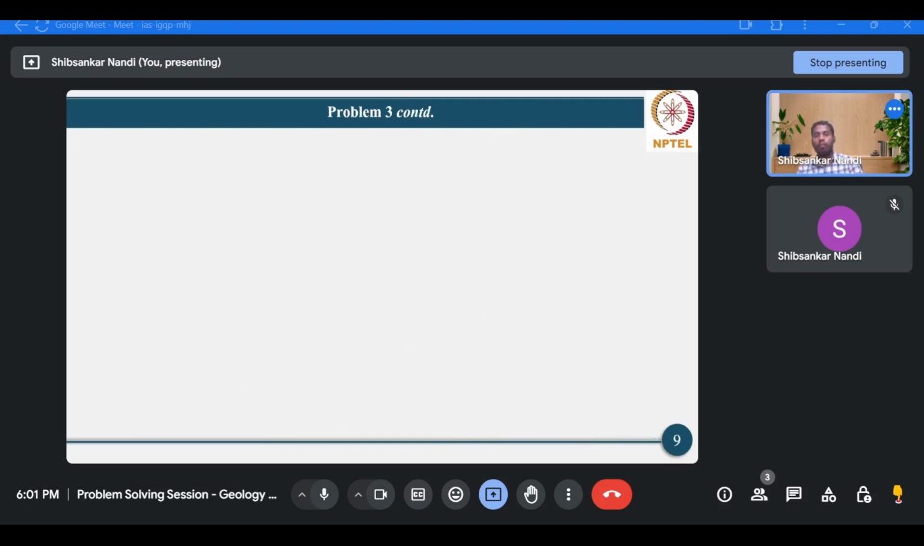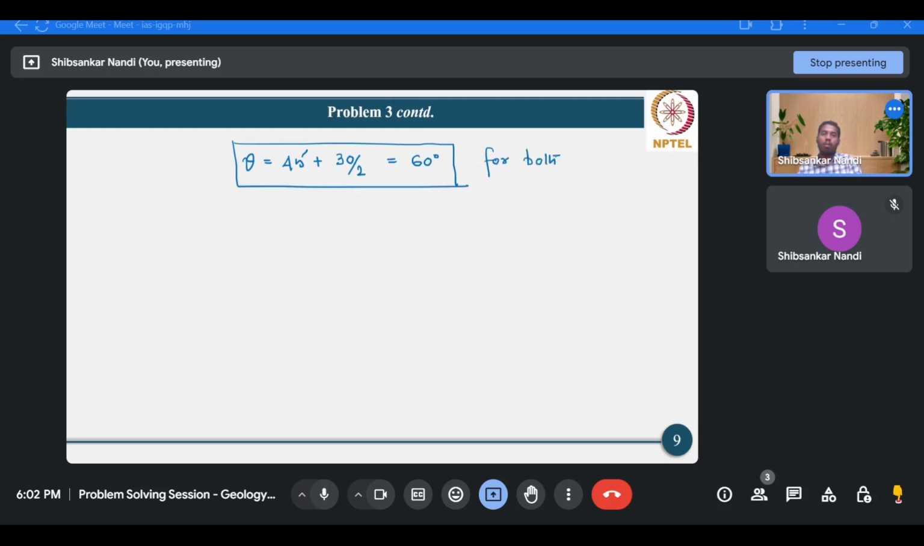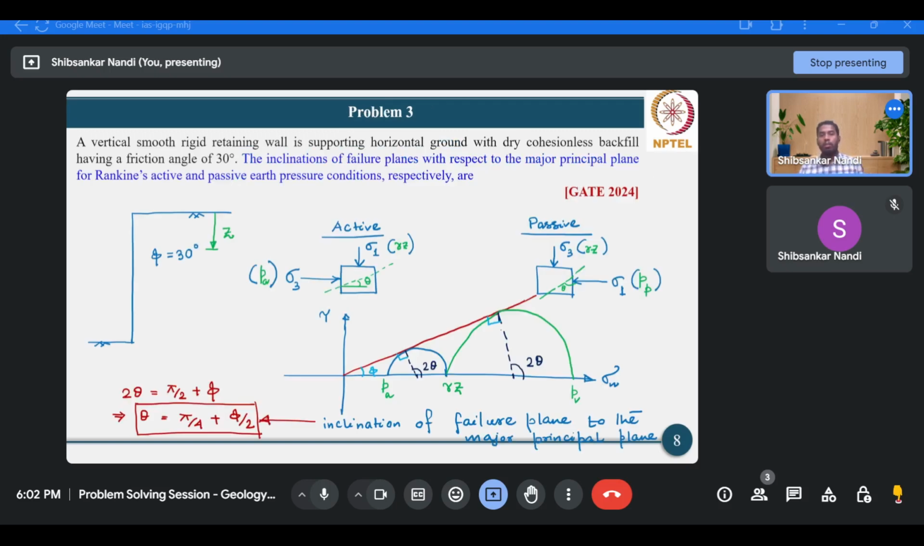So what will be the value? Theta will be pi by 4 plus phi by 2, that is 45 plus phi by 2, for both active and passive. So these are the 60° and 60°.